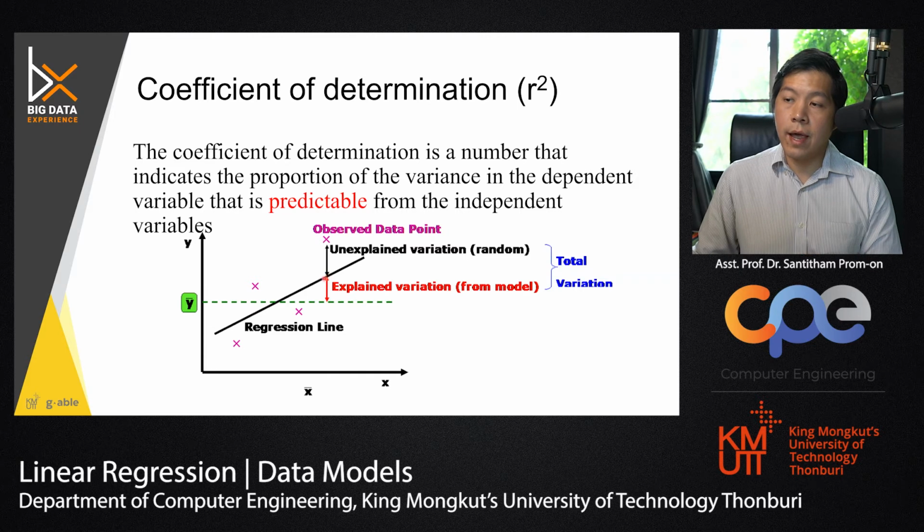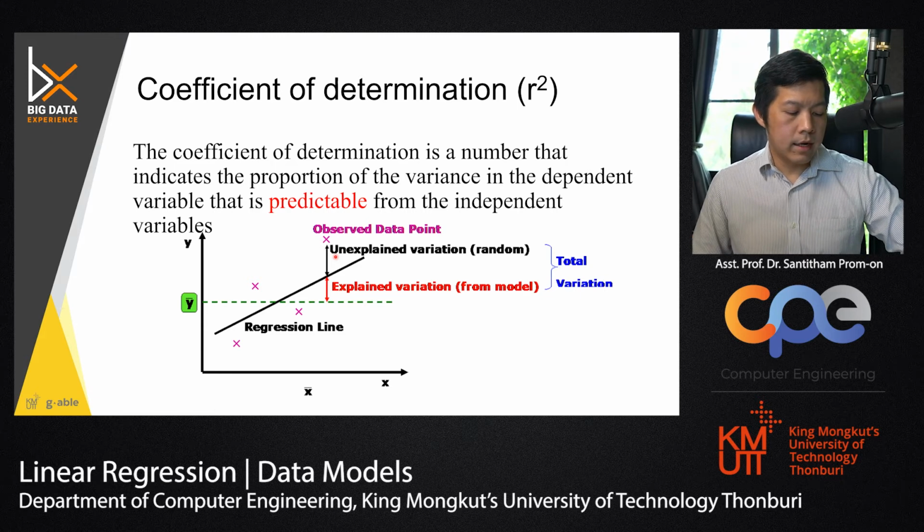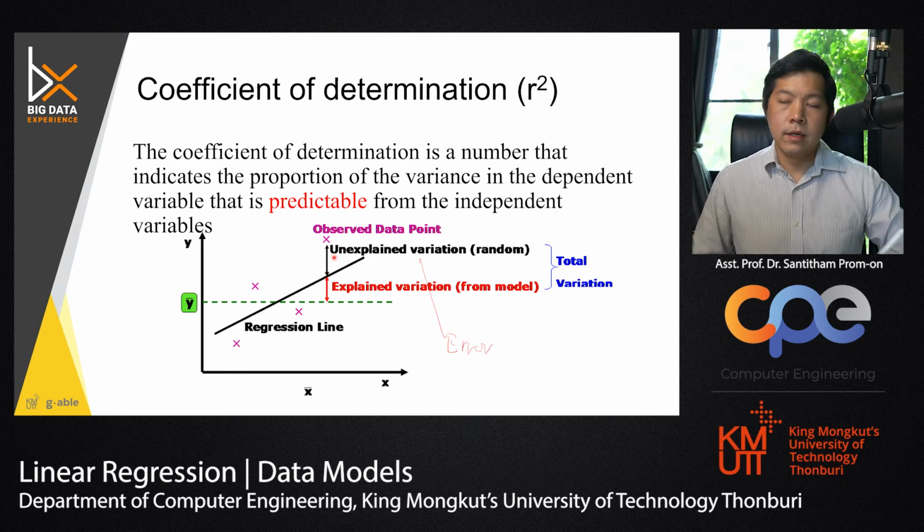That gives you this red part. The red part is the variation that the model explains, the gain compared to using just the mean. You also have the black part here. The black part is the unexplained variation that the model has not explained. In other words, the black part is the error that we talked about earlier, right?